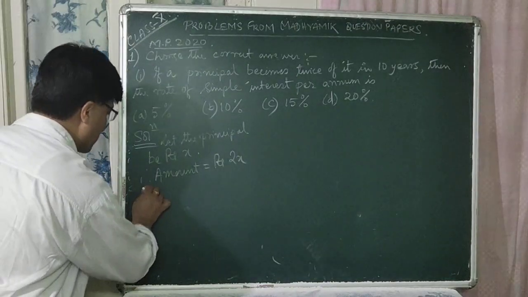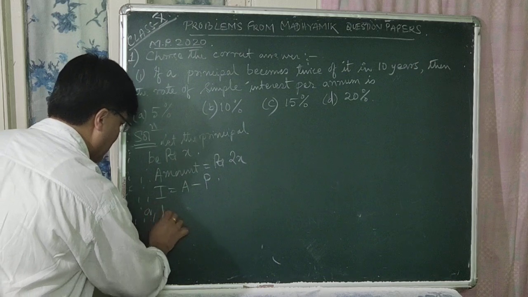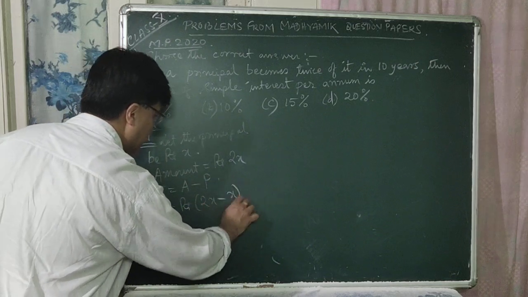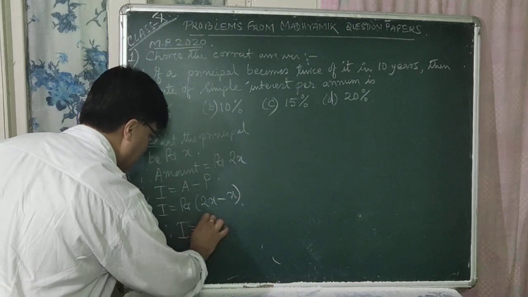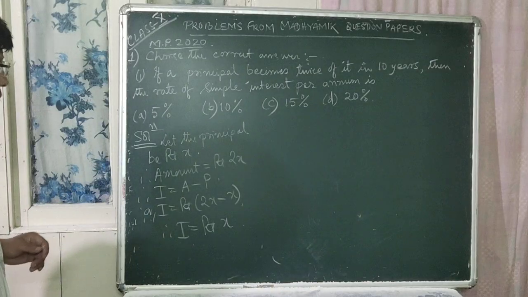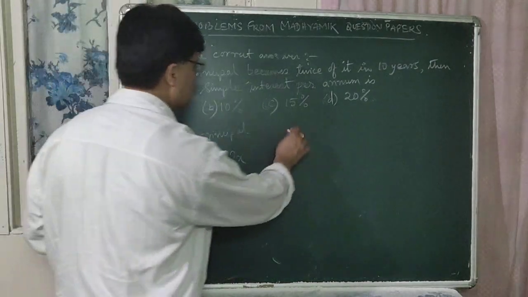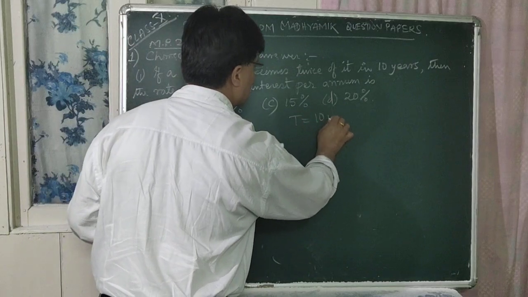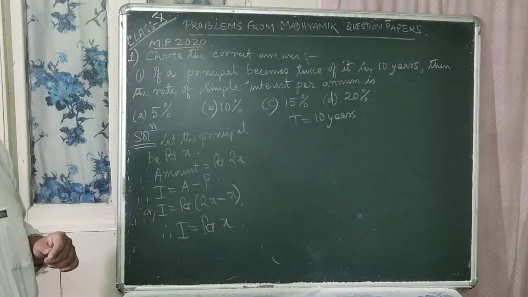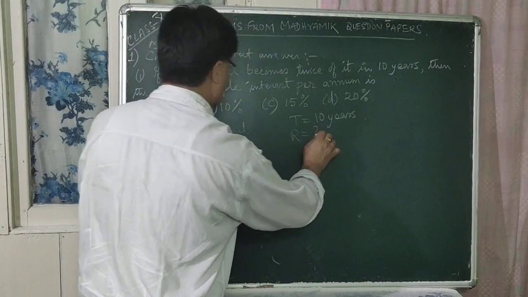So what is the interest now? I is equal to A minus P, or I is equal to rupees. What is the amount here? 2X minus principal X. So I is equal to rupees X. Is that clear now? Next, what is the time given here? T is equal to 10 years. Now we have to find out the rate of simple interest per annum, that is, you have to get the value for R. So R is equal to question mark.